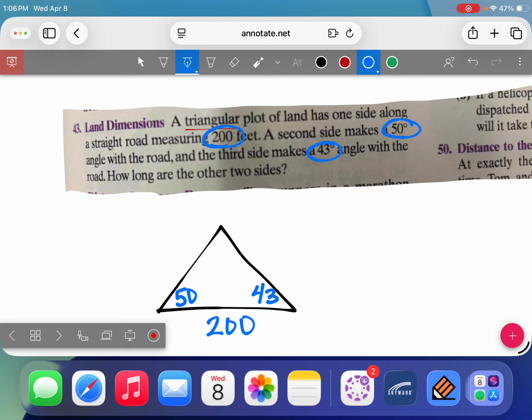It says how long, sorry, not what. How long are the other two sides? So you need to find this side and you need to find this side. Can you figure out this angle though? Because in order to use the law of sines, you need to know what the measure of this angle is. And you're going to set up two proportions. One to find X and one to find Y.